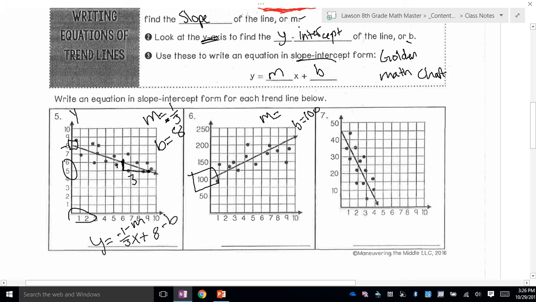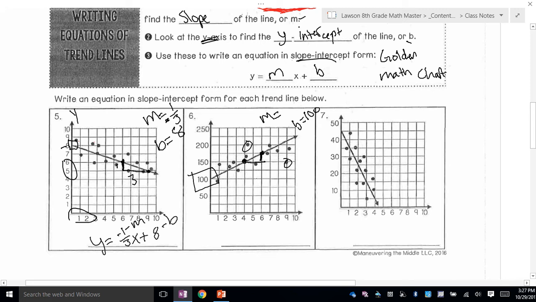Then I have to pick 2 points on my graph, on my trend line. Do not just go and randomly select 2 points. They have to be on the trend line, okay? So I have a solid point here and a solid point here on my trend line. I'm going to have a rise over a run.